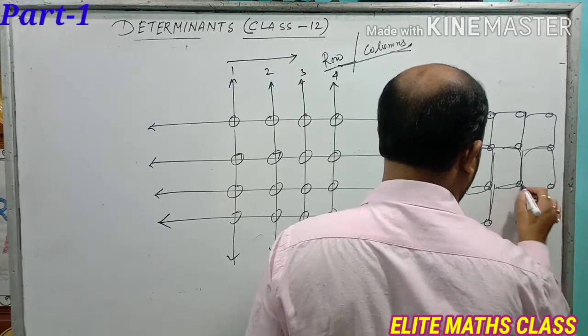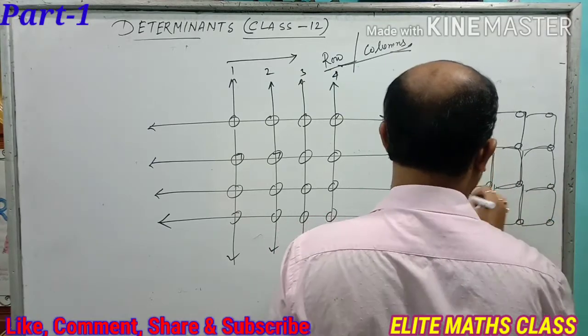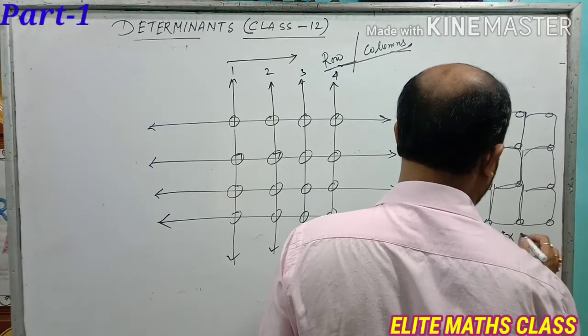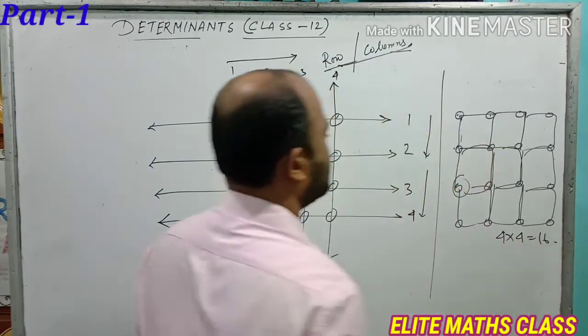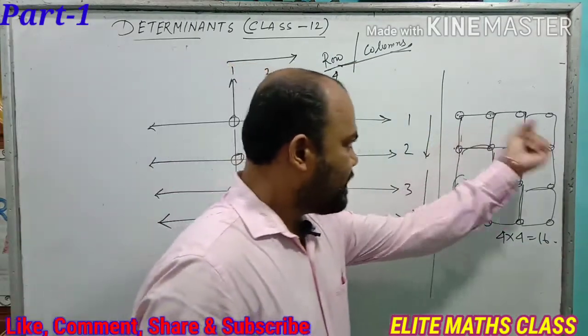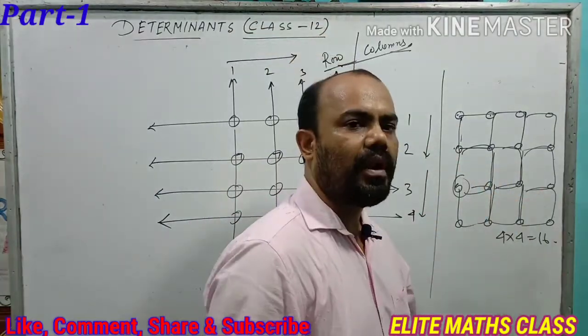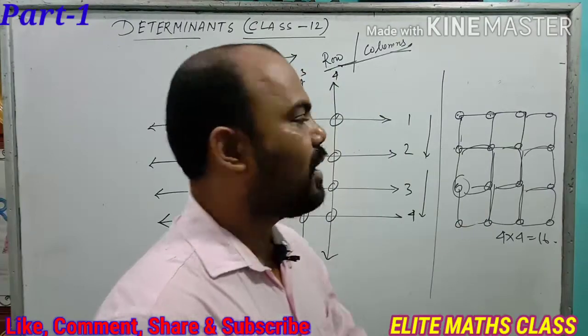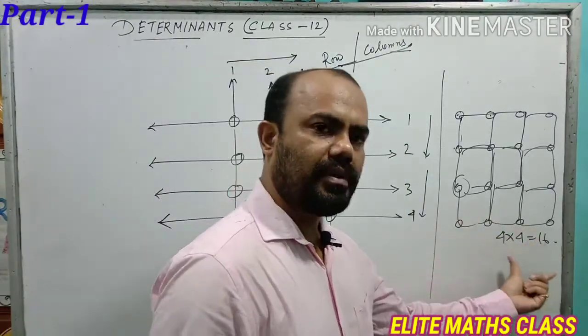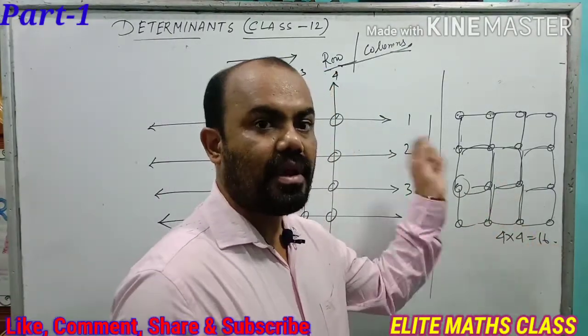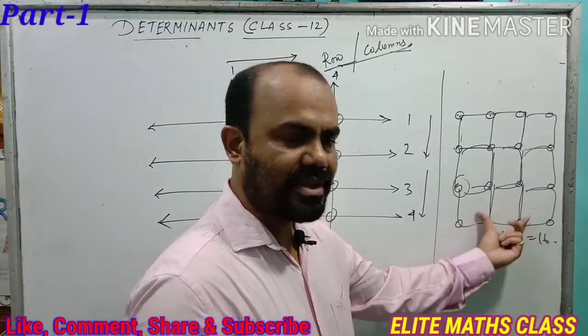So this is an arrangement. How many positions here? Total 4 into 4, 16 positions. So in these positions, if we put some elements, then this structure is called an arrangement. This arrangement, the previous one, is a matrix. In a different class I will explain matrix.